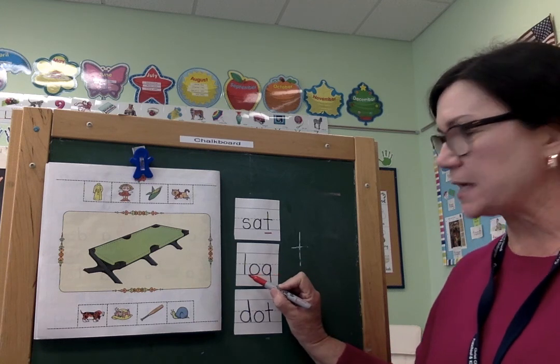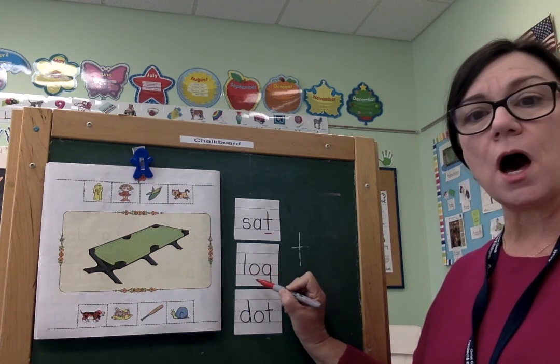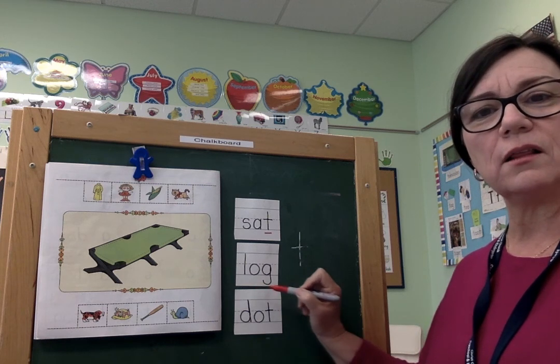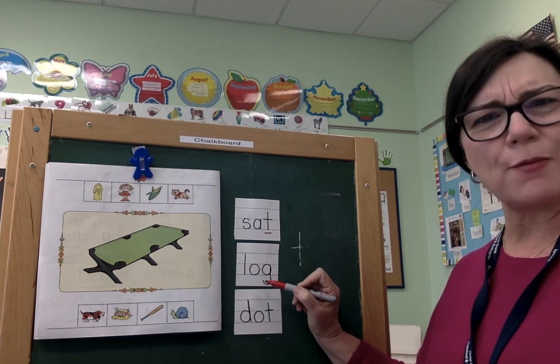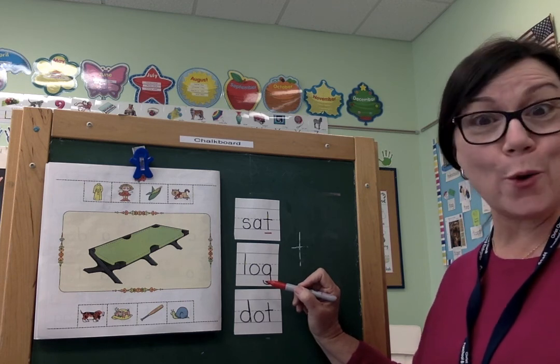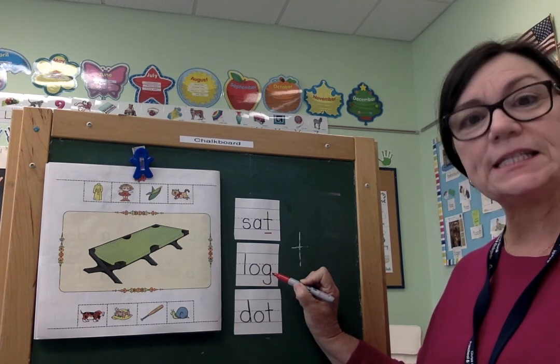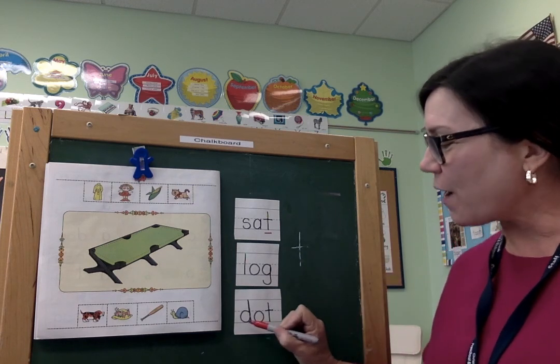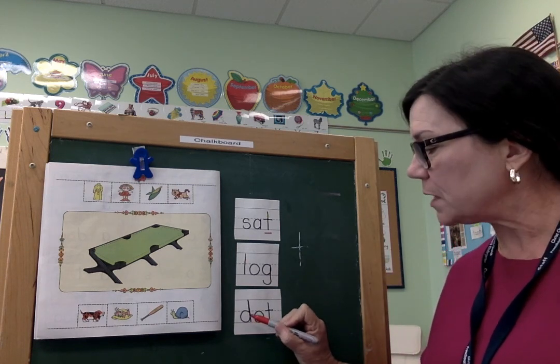All right, let's move to this next one. O-og, log. Do you see that that one ends in T? No, it does not. It ends in G. So would that go on our cot? Nope.